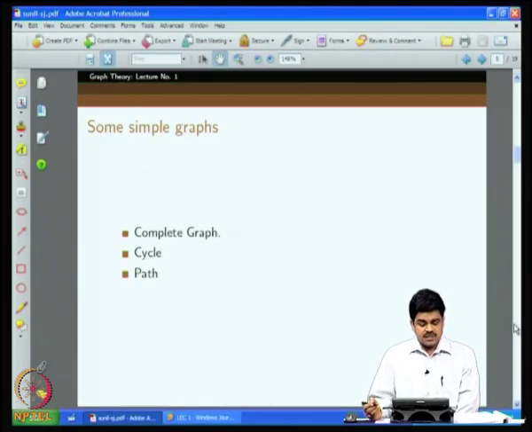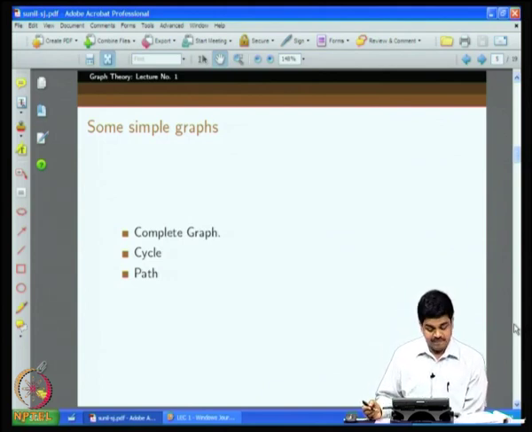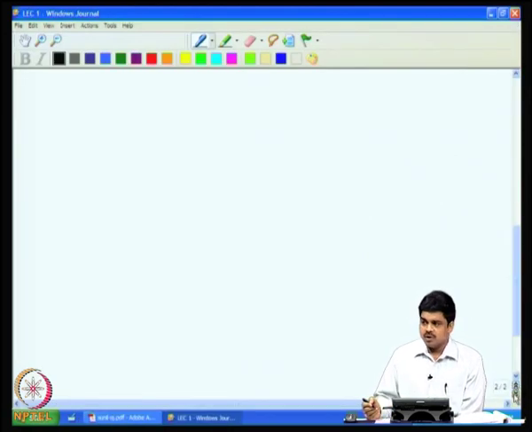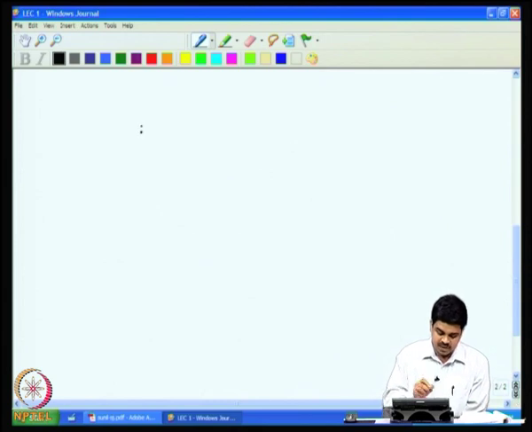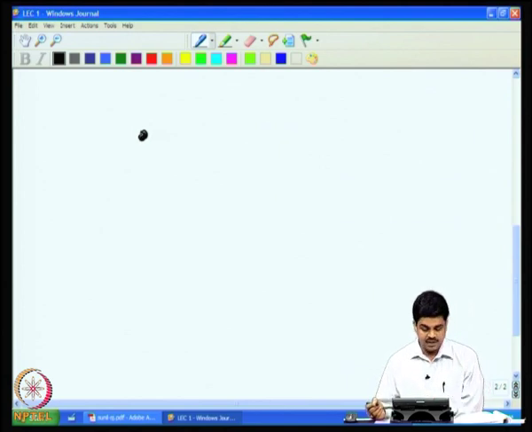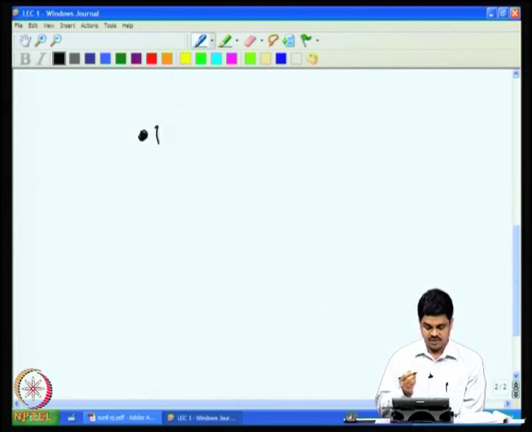Now, let us consider some example graphs which are simple graphs. The first one is the complete graph. What is a complete graph? It is a graph where corresponding to each possible pair of vertices we have an edge. For instance, let us consider the simplest example. Let the vertex set be a singleton, just one. Then there is no pair of vertices. Then this itself is a complete graph, no edge, right?